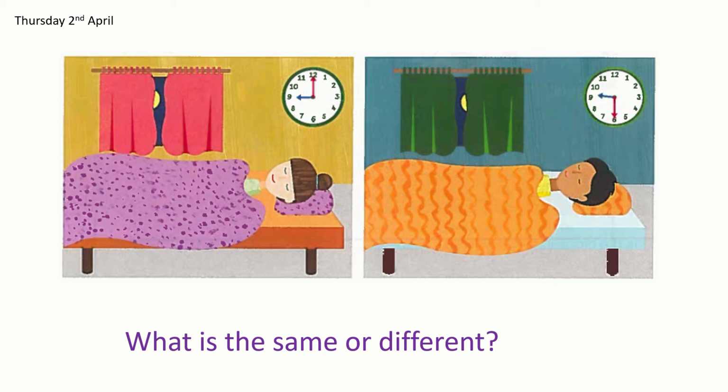Well, I see that the girl has gone to bed at 9 o'clock because the small hand's on the 9 and the big hand's on the 12. The boy, he has a different clock, hasn't he? His big hand, his minute hand, is on the 6, right down at the bottom there. And his small hand, the hour hand, is between the 9 and the 10. Not quite on either of them. I wonder what that means.